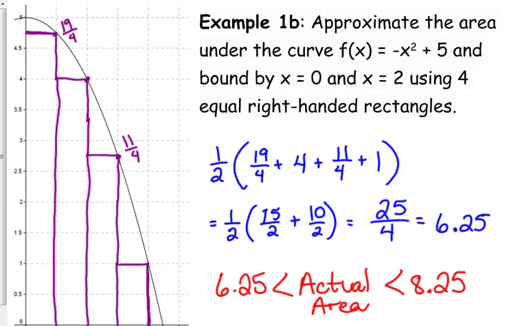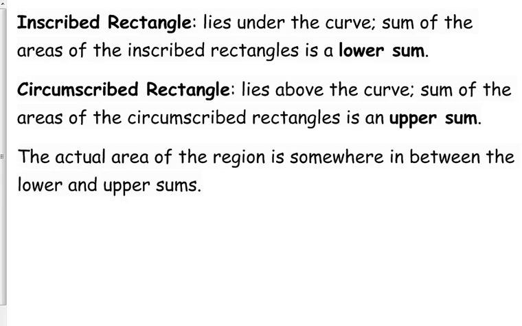All right. We need to talk about a little bit of terminology because on the exam, sometimes they do refer to them as left-handed and right-handed rectangles, but sometimes they call them inscribed and circumscribed. Okay, inscribed and circumscribed. So you just have to be careful. A rectangle inscribed in lies under the curve. And so the sum of the areas of the inscribed rectangles is a lower sum. We call it a lower sum. So in this case, the inscribed rectangles would have been the right-handed rectangles. But it depends on the concavity of your curve, which one is which.